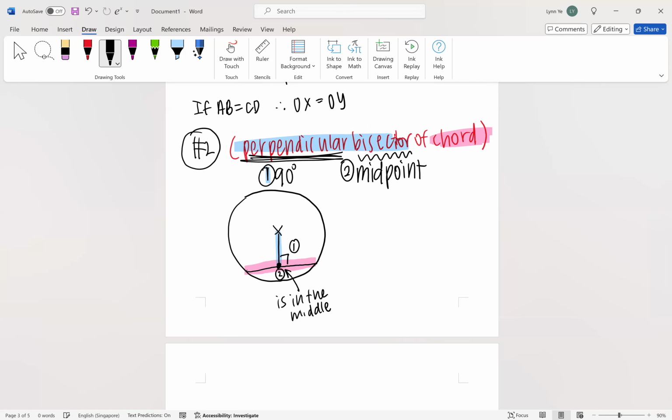So what does that mean? So you have A, O, X, and B. If it's in the middle, I can say that. What about the length? Yes, I can say that length AX is equal to length XB. Very good.